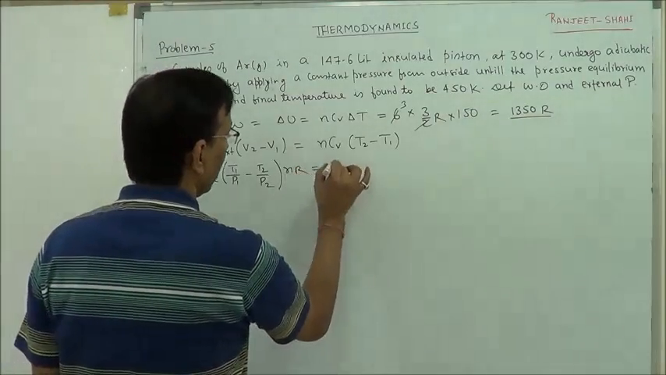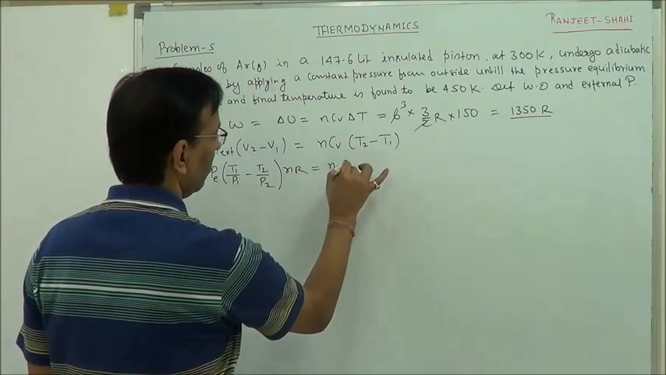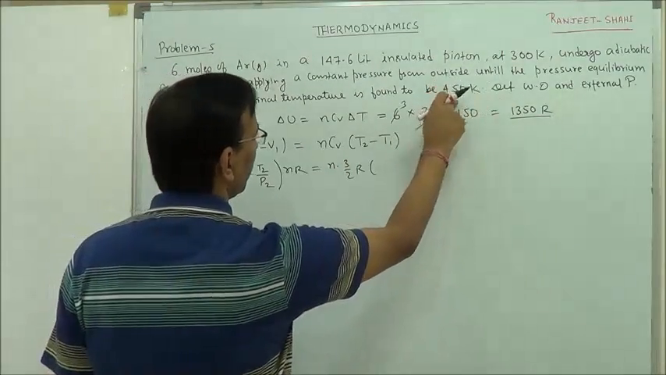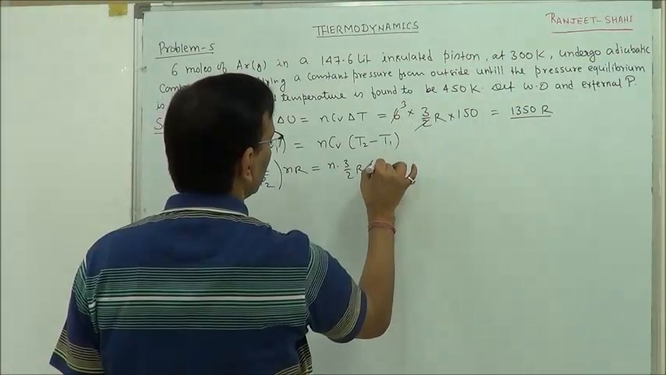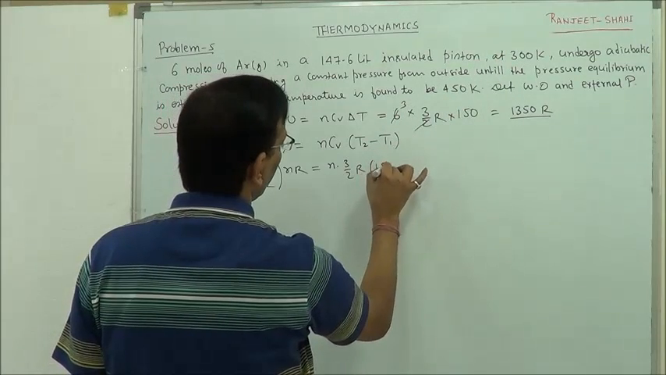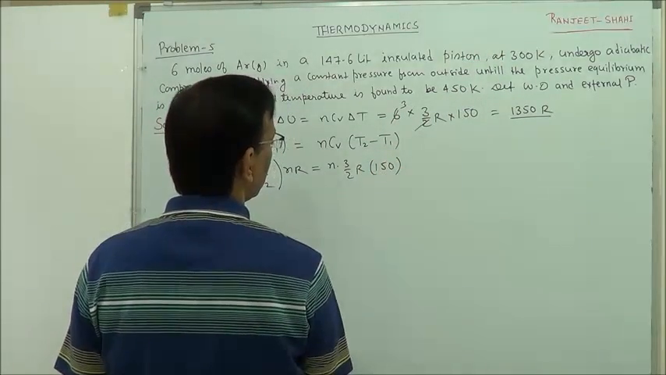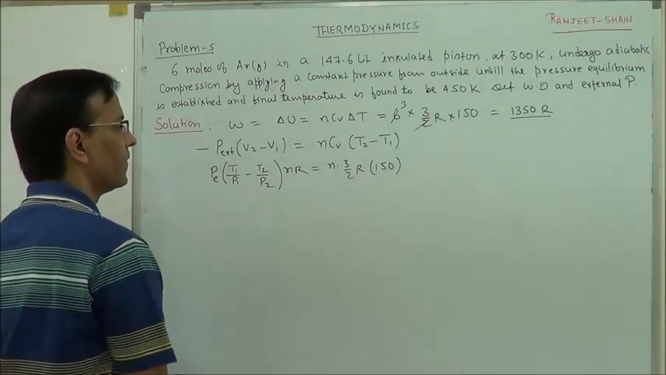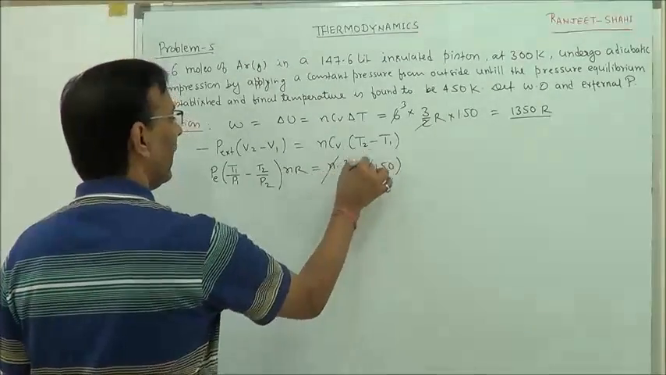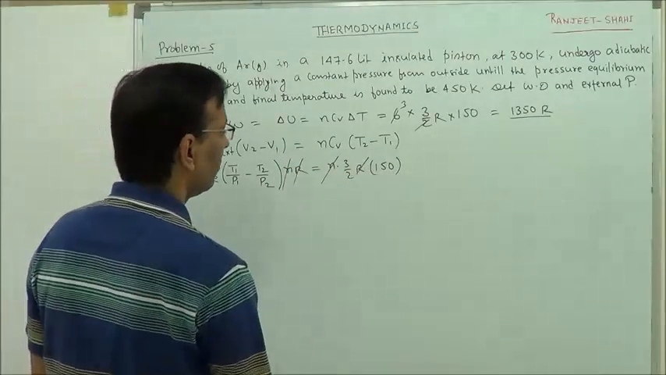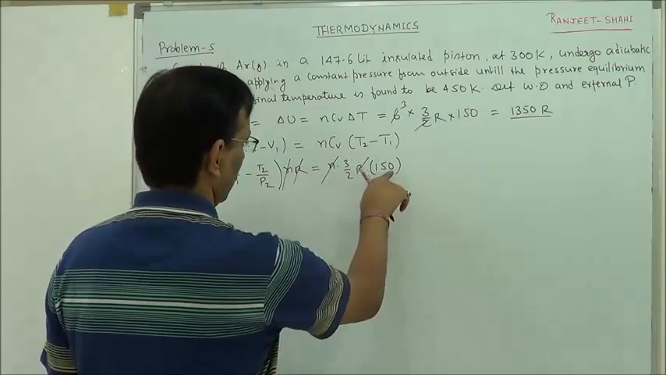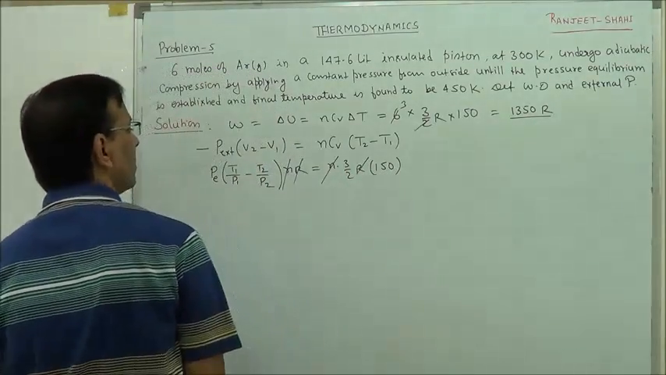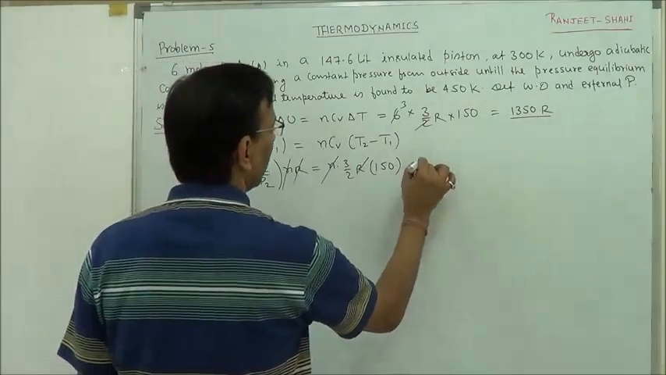On the right side, we have n into 3 by 2 R into T2 minus T1, which is known. T2 is 450, T1 is 300, so 150, isn't it? So nR cancels off. 150 by 2 into 3, 225. It is 225.